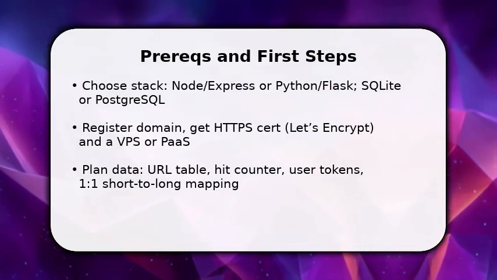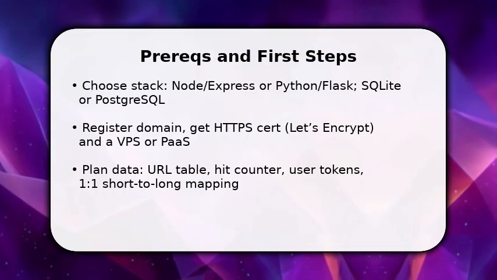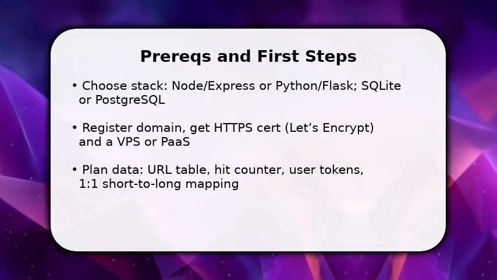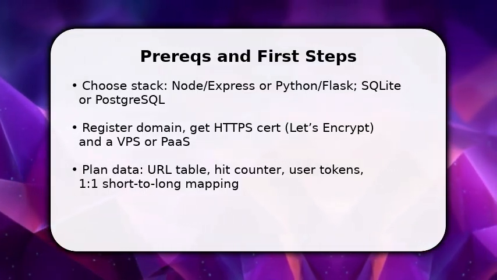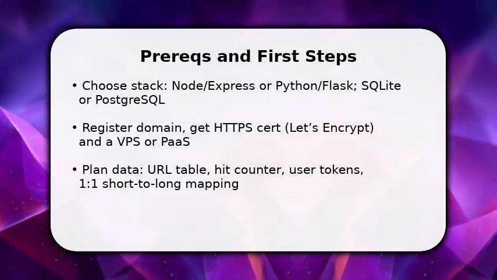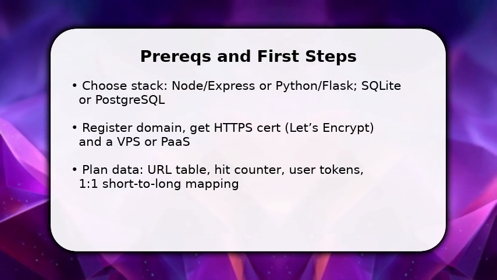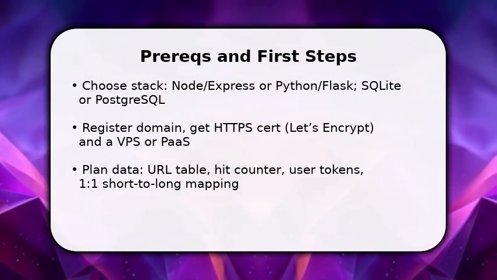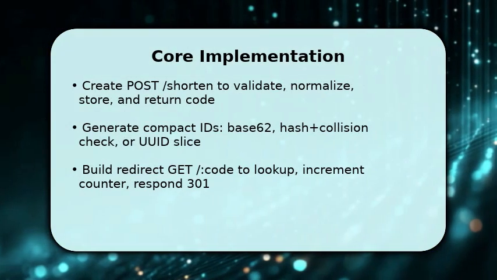Next, design the database schema: a URL table, a hit counter, created at, and optional user tokens. Now scaffold the project, initialize a repo, and implement a basic POST endpoint to accept long URLs and return a short code. Now you implement the core.